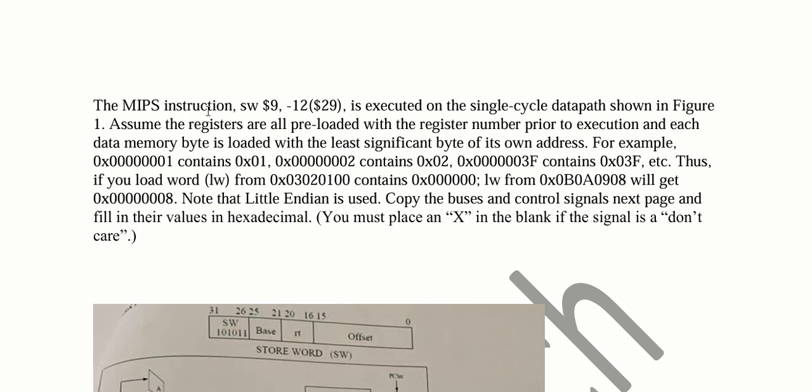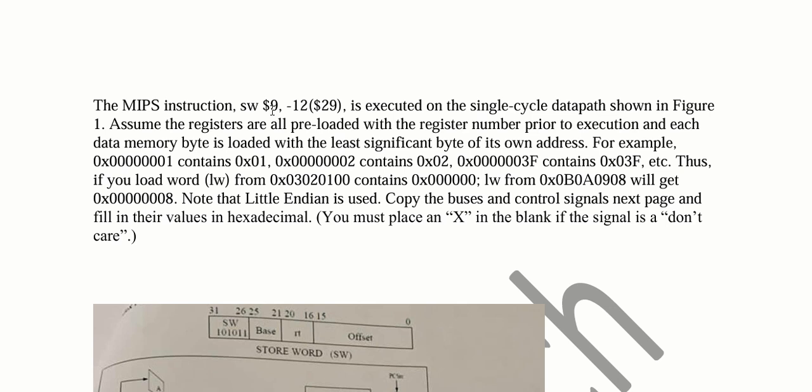So this time we have a different MIPS question, and it says the MIPS instruction, which is store word $9, minus 12 into bracket $29. So this is a store word instruction, and it's trying to store a word from register 9, and the base address is located in register 29, and we will offset it by minus 12. So we'll go 12 backwards from the address, right?